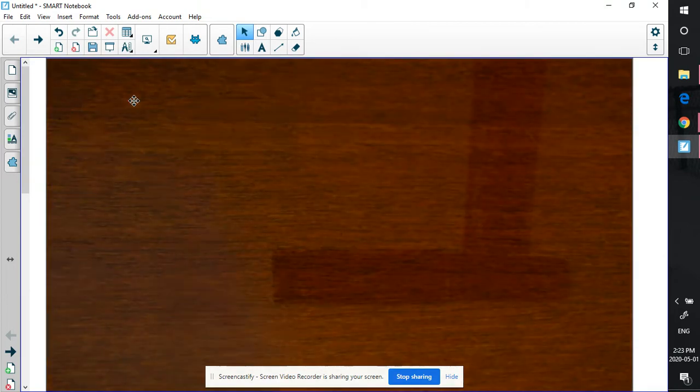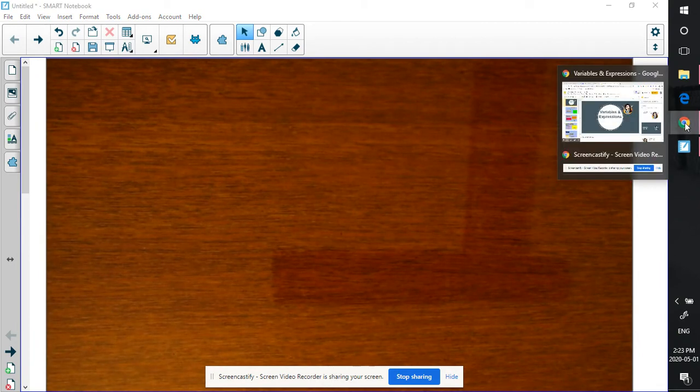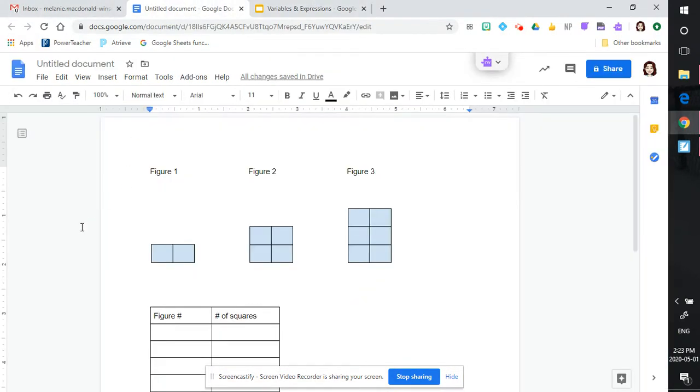Okay, so let's use this knowledge. So I'm going to give you a pattern of pictures, and we're going to try and figure out a little bit about them. So I've got 3 figures here. Figure 1 is 2 blocks. Figure 2 has 4 blocks. Figure 3 has 6 blocks. Now think about for a second, what do you think figure 4 is going to look like? What do you think figure 5 is going to look like? If you said figure 4 will have 8 blocks, you're right. If you said figure 5 will have 10 blocks, you're right.